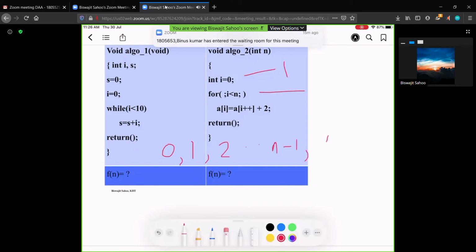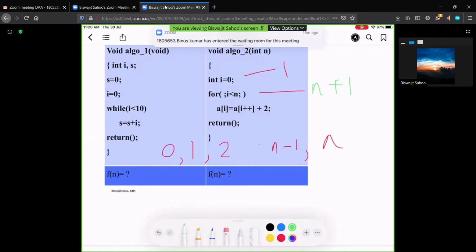The moment it became n, will it be executed or not? Executed, but will it enter or exit from the loop? Exit from the loop. But the statement will be executed for how many times? N times or n plus 1 times? N plus 1. Very good. N plus 1 times, if I start counting from 0.